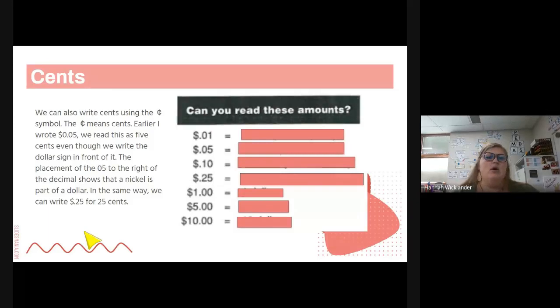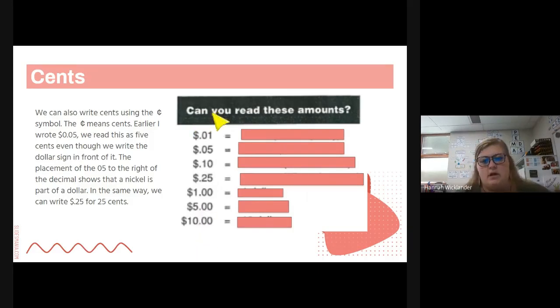So cents. We write cents using the cent symbol. The symbol means cents. It's just a C with a line right through the middle. The letter C with a line means cents. So earlier we wrote 0.05. We read this as 5 cents, even though we wrote the $ in front of it. That's just kind of a universal American thing, as if the $ sign's in front of it, but it's cents. It still means cents, even though it's the dollar symbol. The placement shows that it's a nickel, which is part of a dollar. In the same way, we write 0.25 for 25 cents.